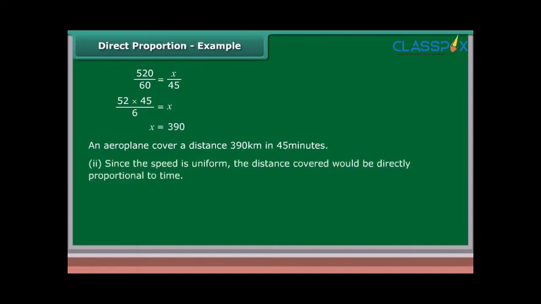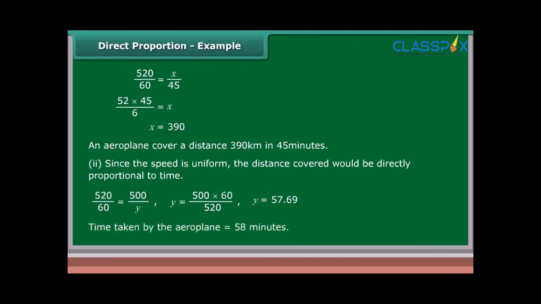Since the speed is uniform, the distance covered would be directly proportional to the time. 520 upon 60 is equal to 500 upon y. So y is equal to 500 into 60 upon 520. Y is equal to 57.69. Time taken by the aeroplane is equal to 58 minutes.